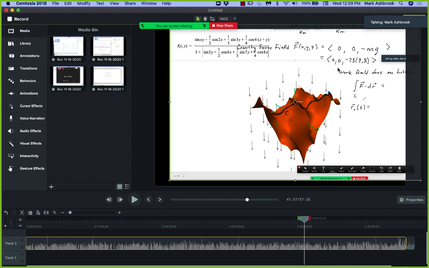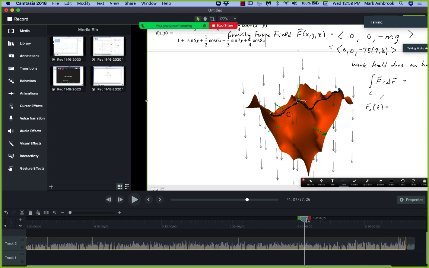We noticed that this vector field 0, 0, and then negative mg, we could write a potential function for that, whose partial derivatives were these components of this field. And because of that, our field is path independent. So we could get the same amount of work by doing a line integral over a different path. And so then the easiest would be to do the straight line path.